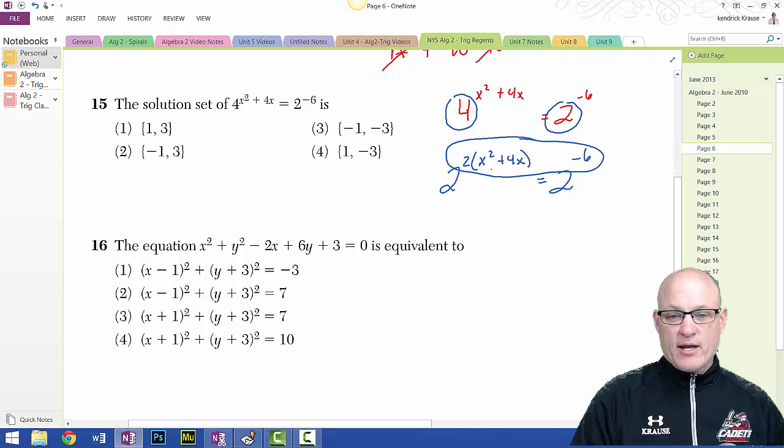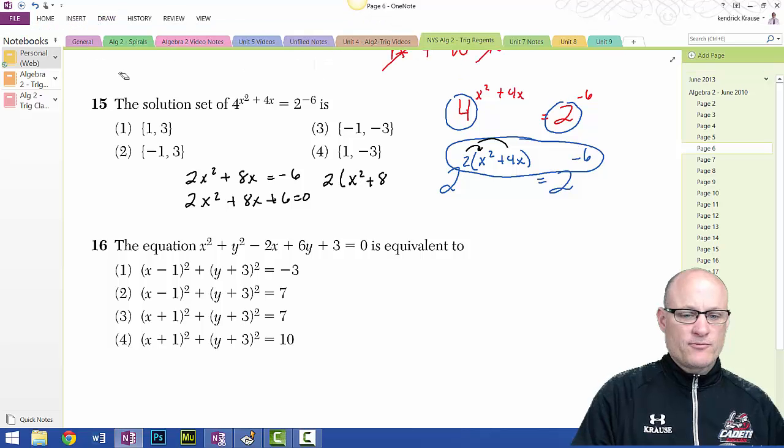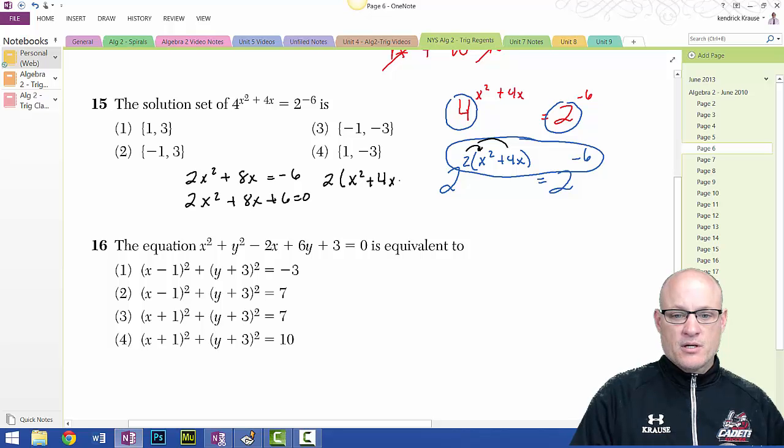So I get, and while I do this, I might as well distribute, because I'm going to have to distribute here anyway. So I end up with 2x squared plus 8x equals negative 6. I'm going to bring that negative 6 over, so I get 2x squared plus 8x plus 6 equals 0. They have a GCF of 2. Let's make my life easier. Take out this 2. I'm left with x squared plus, oops, brain fart, 4x plus 3 equals 0. And I'll factor this.